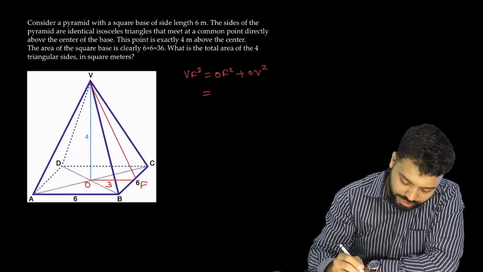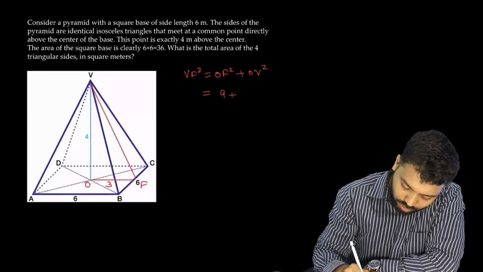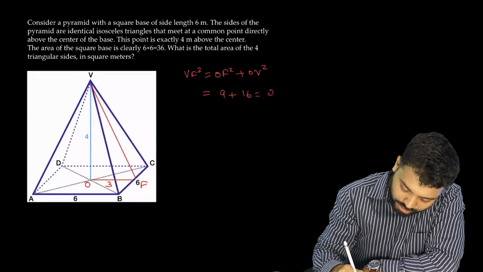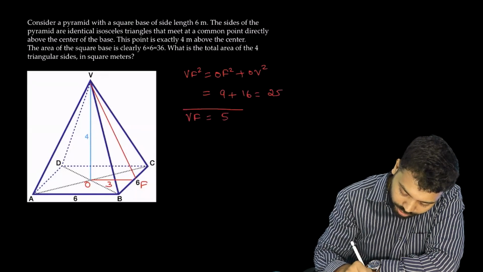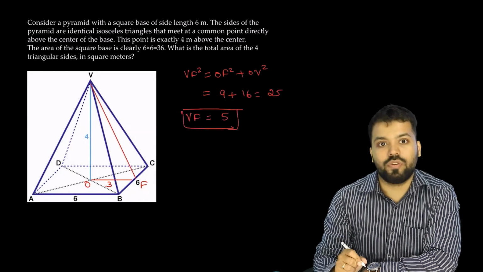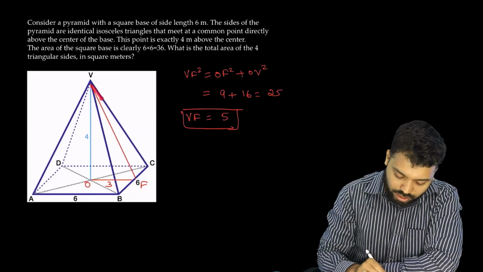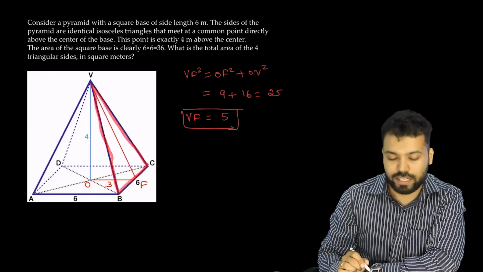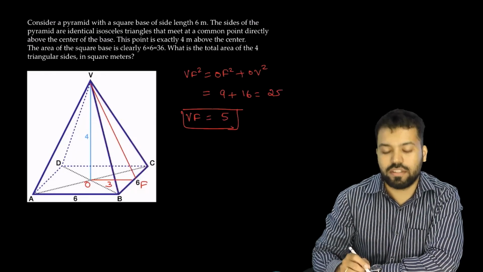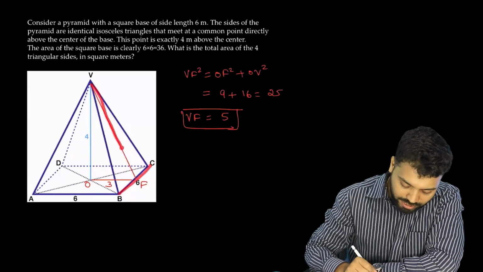So OF square is how much? 3 square, which is 9. OV square is 16. So this will get us 25. So VF will be 5 units. Now try to imagine this plane, the rightmost plane. This is a part of a triangle. And if I consider this as base, can I consider this as the height?